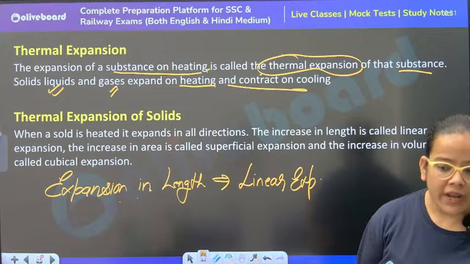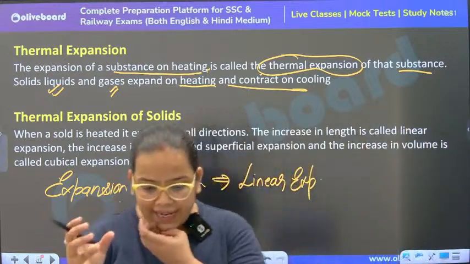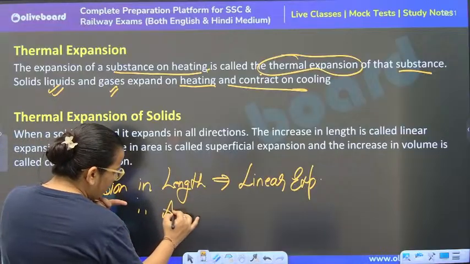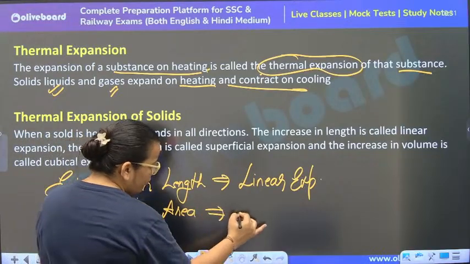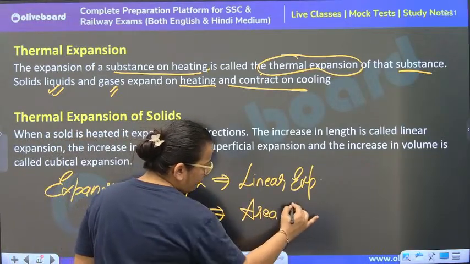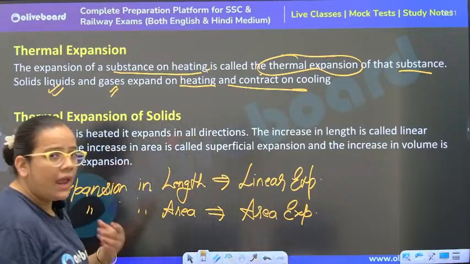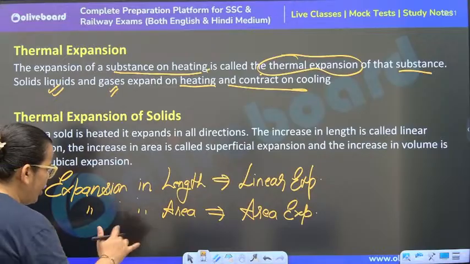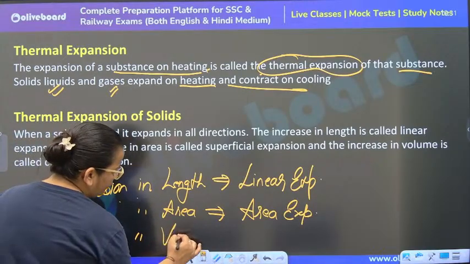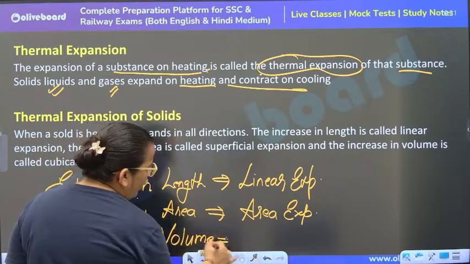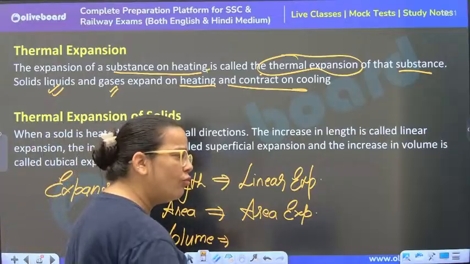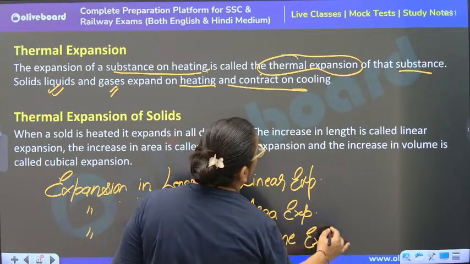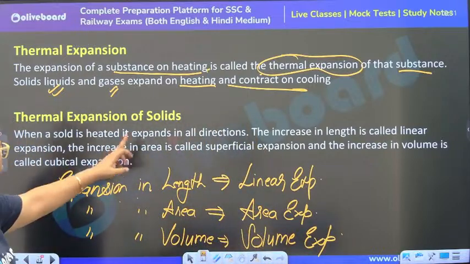Okay, whenever there is an expansion in an area, it is termed as area expansion. And whenever there is an expansion in volume, it is termed as what? Volume expansion. Okay, I think it is also mentioned here.